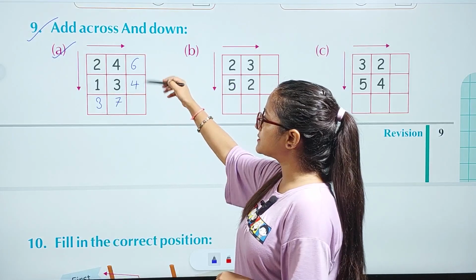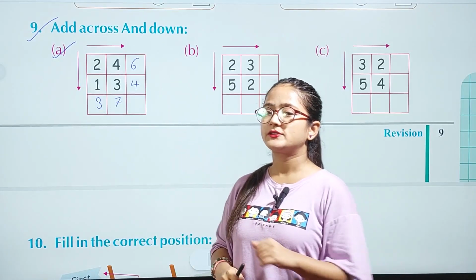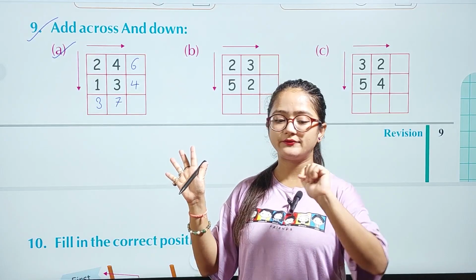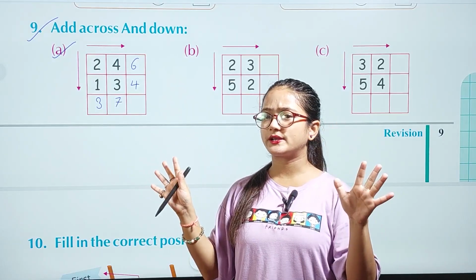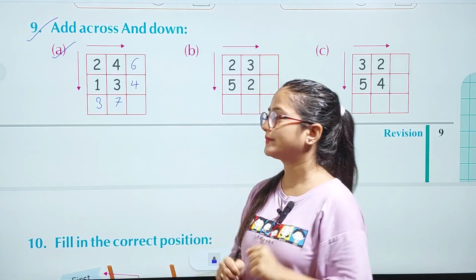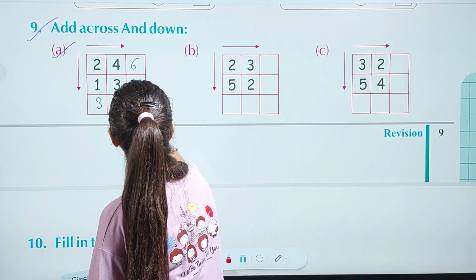Then you have to add this also, 6 plus 4. So how will you do it? Take out 6 fingers first, then 4 fingers. How many fingers are there in total? There are 10 fingers in total, as you can see, 5 plus 5. So write down 10 over here.